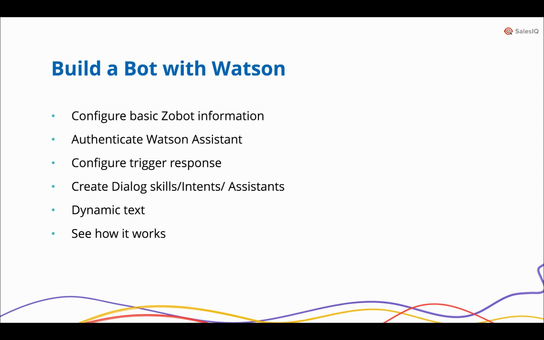While we're building a Zobot with Watson, let me tell you what steps we're going to be following. First, we'll be configuring basic Zobot information like we always do, following which we will authenticate the Watson Assistant and integrate it with the Zobot. We'll configure trigger responses to be triggered to website visitors. Then we'll create something called dialogue skills, intents, and assistants. And then finally, we'll look at how dynamic text works inside the Watson platform.